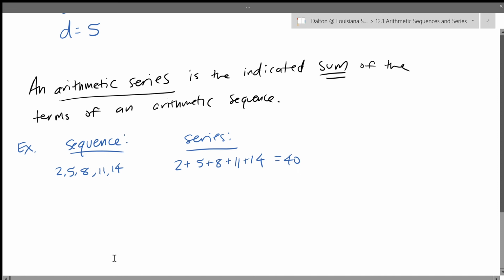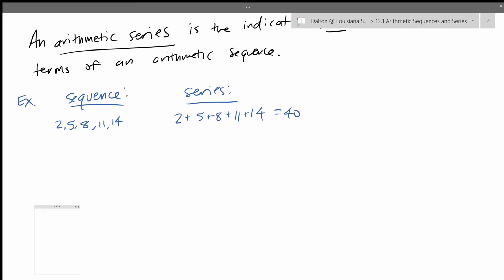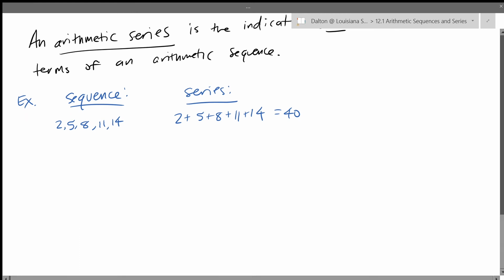Now, of course, I have a formula for this as well, because if I asked you to find the sum of the first 1,000 terms of this, you're not going to literally type in all those numbers in the calculator. So the sum of a finite arithmetic series, meaning it ends, right? We can't add a series that continues on into infinity. So the idea is it has to be finite.